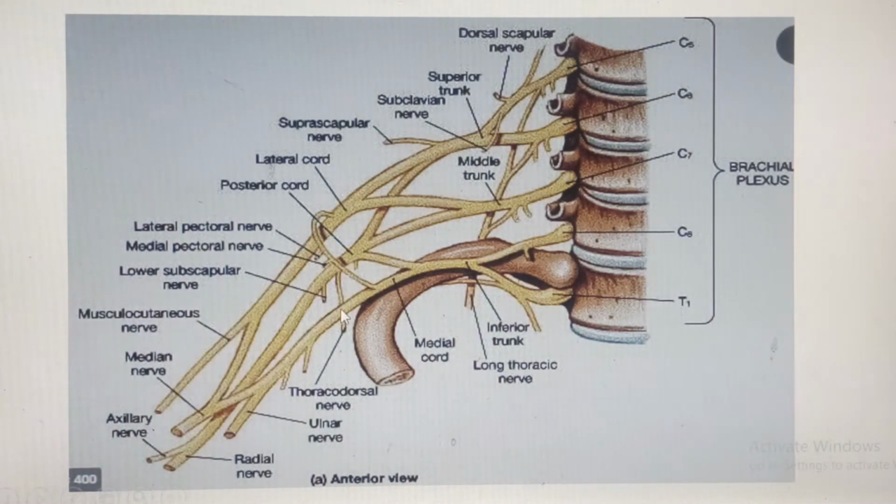U is obviously the ulnar nerve. The first M: we saw that there was the lateral pectoral nerve, so coming from the medial cord we are going to have, although it's not shown very well here, the medial pectoral nerve. The medial pectoral nerve will be coming from the medial cord of the brachial plexus.